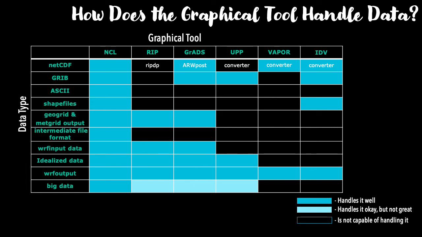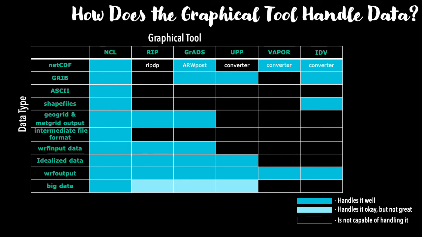Here is a chart that shows the graphical tools across the top and data types along the side. Darker blue indicates the tool is capable of handling that particular data type very well. Light blue means that it can handle the data type, but maybe not quite as easily as some of the others. If the space is black, it means it is not at all capable of handling it.